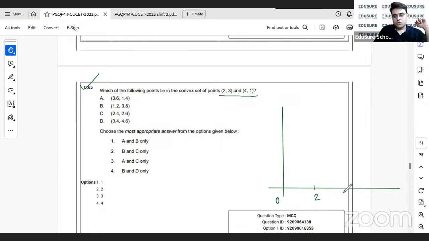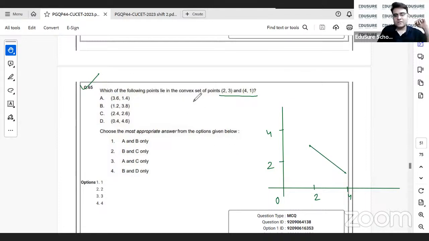Two, 4. 2, 3 is somewhere here. 4, 1 is somewhere here. Just join it. Find the equation of the line that is joining.